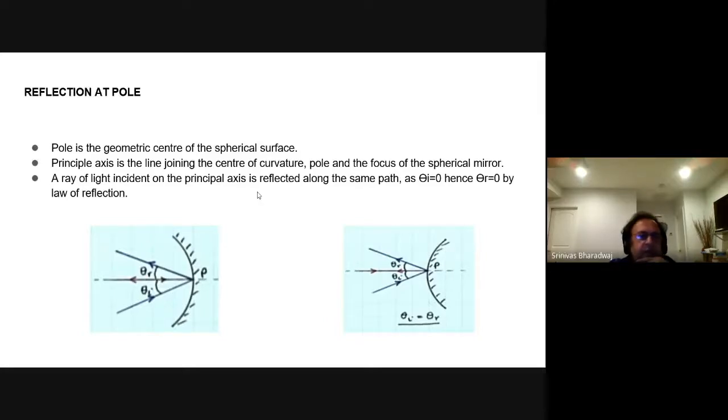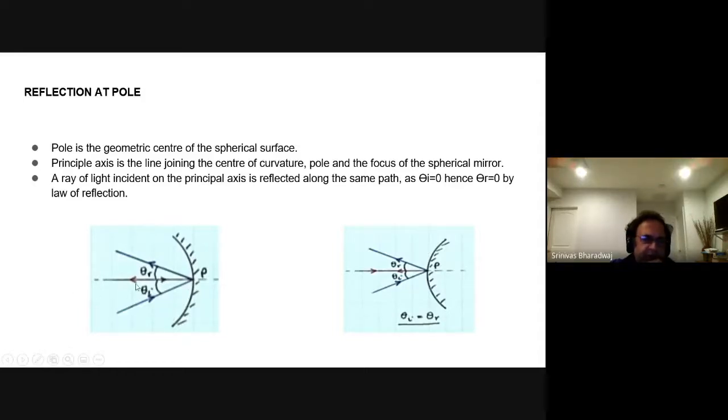So pole is the geometric center of the spherical surface. That is called the pole. The principal axis is the line joining the center of curvature, pole, and the focus of the spherical mirror. So this is called the principal axis, and this is called the pole. Ray of light incident on the principal axis is reflected along the same path. So if it went through the principal axis, it will come right back at you.